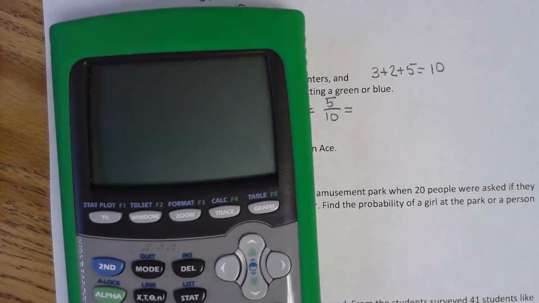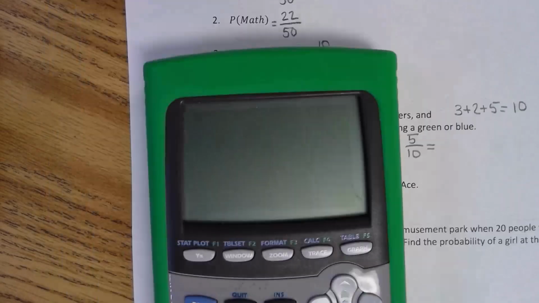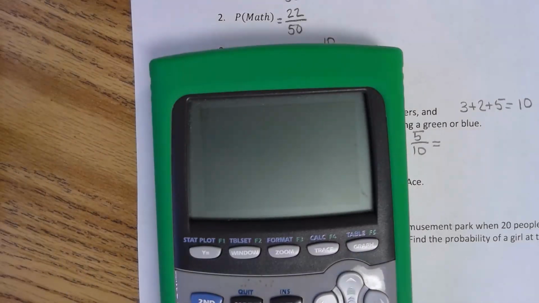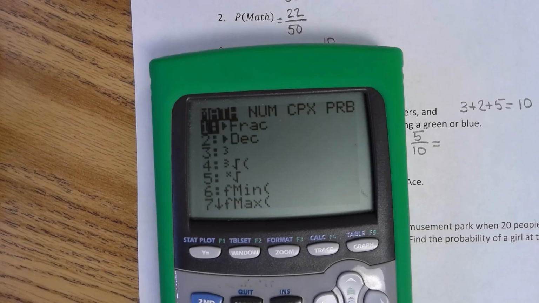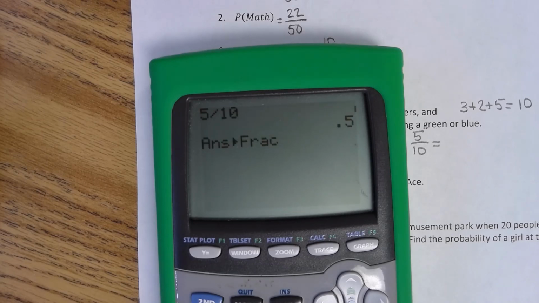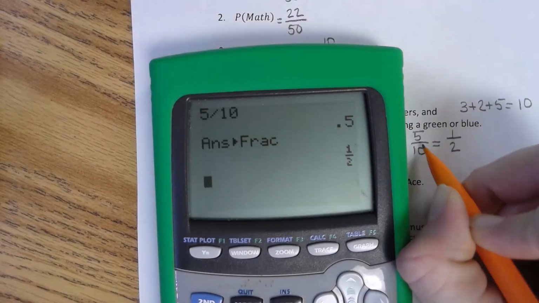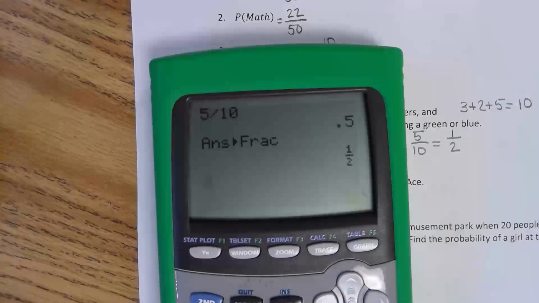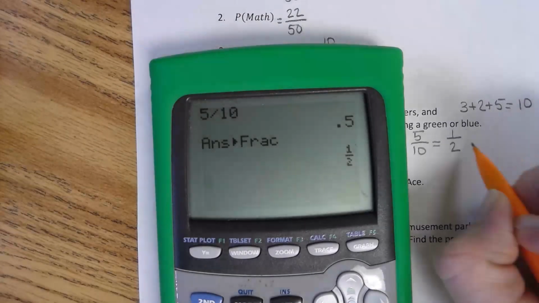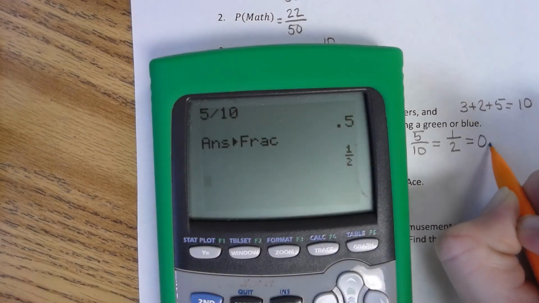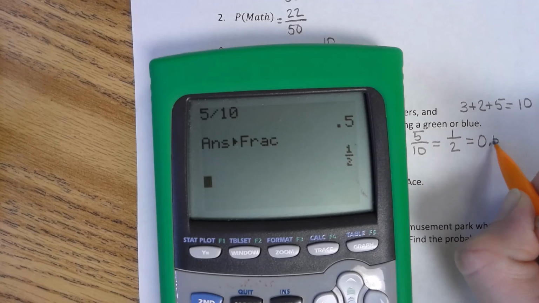In our calculator, if you don't know how to reduce 5 over 10, you can hit 5 divided by 10, or even alpha y equals and put in 5 over 10. You'll have to hit math, option 1, which is fraction, and then press enter. So we see that it does equal 1/2. Hopefully you knew 5/10 is 1/2. Let's write it as a decimal, which we do see 0.5.